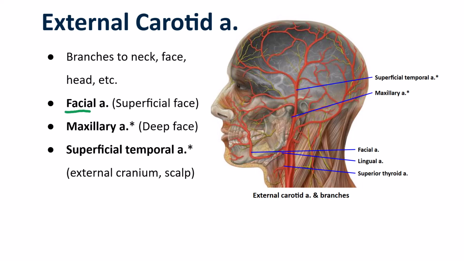The first being the facial artery. The facial artery we can see very well coming up over the mandible here, and as its name suggests, it is going to supply large portions of the face, including the muscles of facial expression, with blood. Then, as we ascend the external carotid artery, we'll come to the two terminal branches. That's why we have these asterisks here of the external carotid artery. And these are the maxillary artery and the superficial temporal artery.